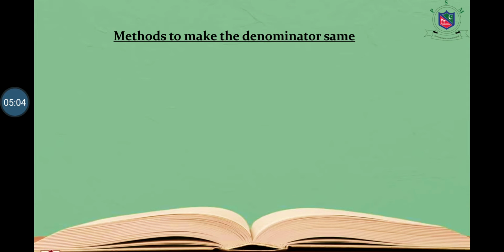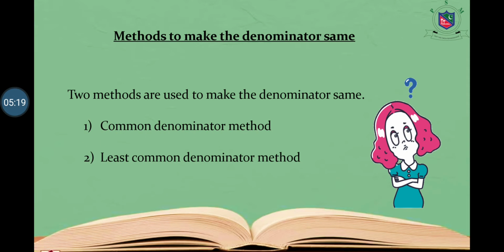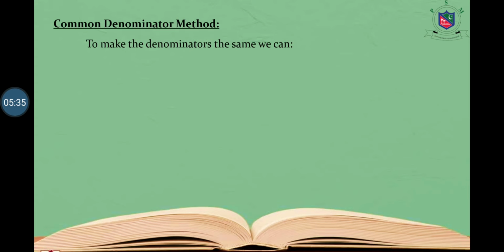My dear students, as you know, we have different methods to make the denominator the same. Mostly we use two methods to make the same denominator. The first one is the common denominator method and the second one is the least common denominator method. So let's learn how we can make the denominator the same by using the common denominator method.